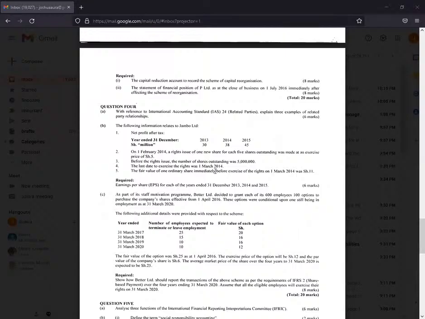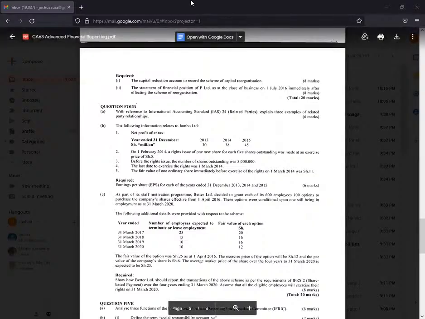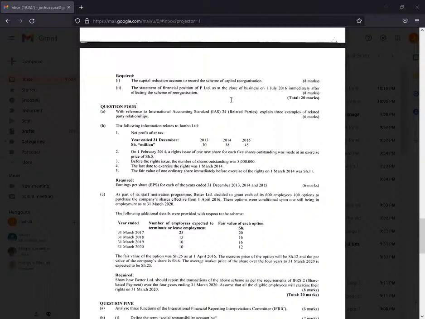Note number 5: the fair value of 1 ordinary share immediately before exercise of the rights on 1st March 2014 was shillings 11. Now, what a good student will do in such a question is to single out and identify the low-hanging fruits. Can somebody tell me, what do you think is the lowest hanging fruit here that we should be able to harvest, which is ripe?